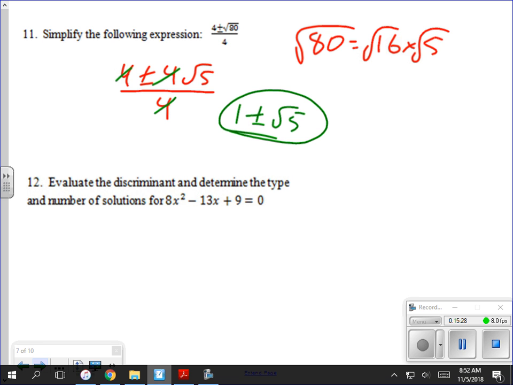Okay, evaluate the discriminant and determine the type and the number of solutions. So the discriminant is the portion underneath the square root of the quadratic formula. So it's b squared minus 4 times a times c. 13 squared is 169 minus 4 times 8 times 9.